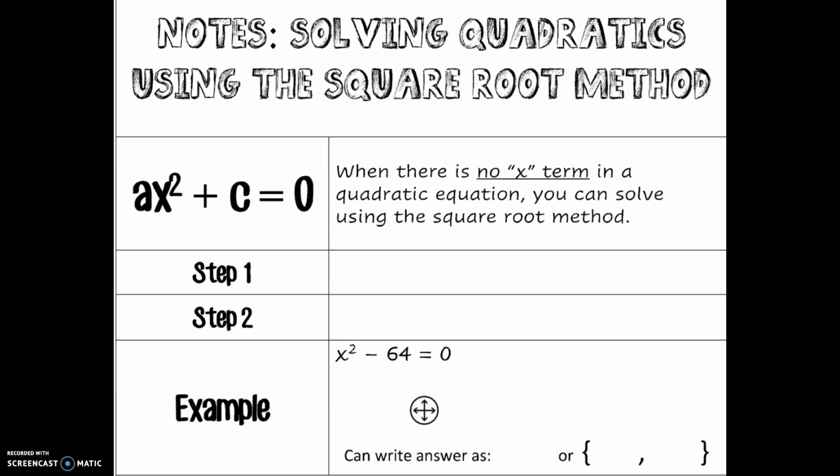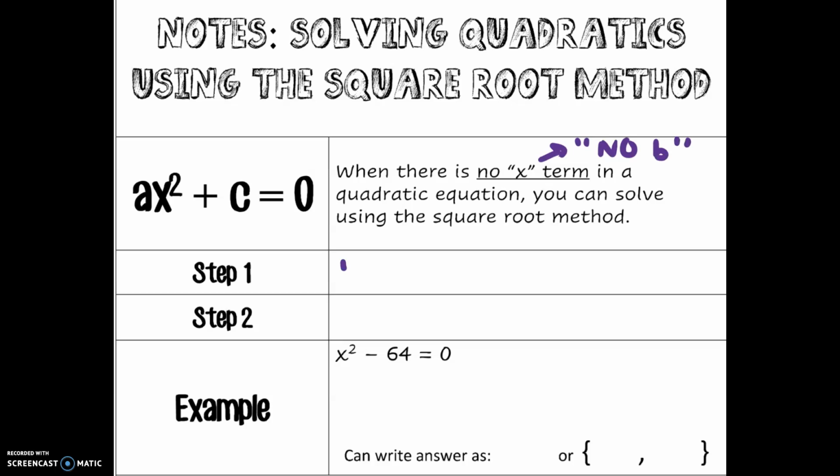We are going to begin the part of the unit where we are solving quadratics using different methods. Today we are going to focus on solving quadratics using the square root method. So typically the format of our quadratic function will be in the form ax squared plus c equals 0. This is when there is no x term in the quadratic equation. Remember, when there's no x term, there is no b in this case.